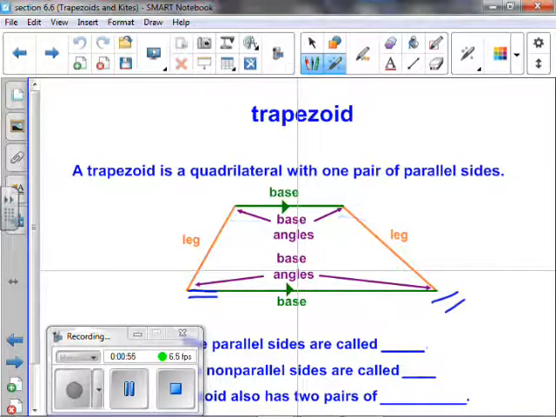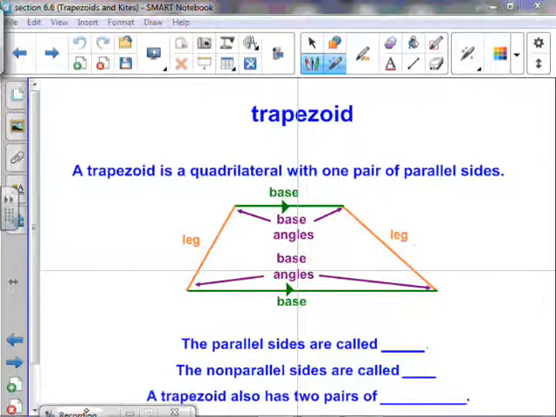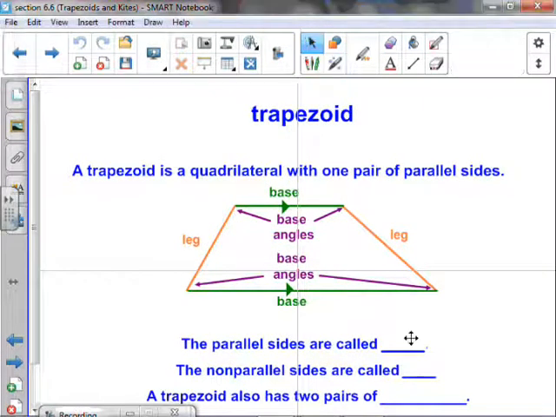And then the other thing you need to know about trapezoids is that the non-parallel sides are called legs. So we've got two legs here. They can be congruent. They don't have to be congruent, but they're certainly not parallel. Okay? Parallel sides are called bases. Non-parallel sides are called legs. And a trapezoid also has two pairs of base angles, as we just discussed.